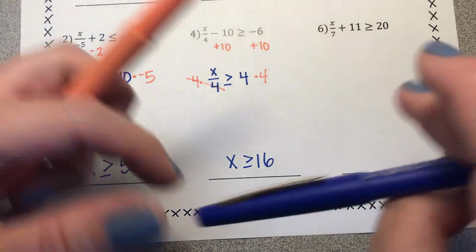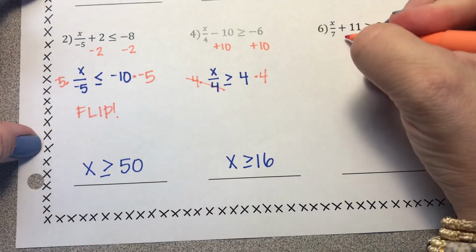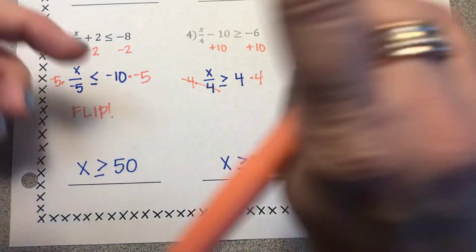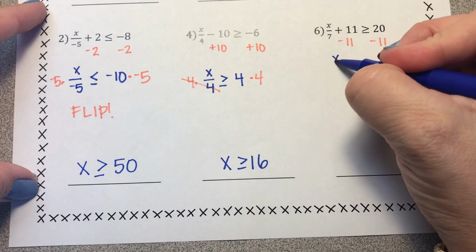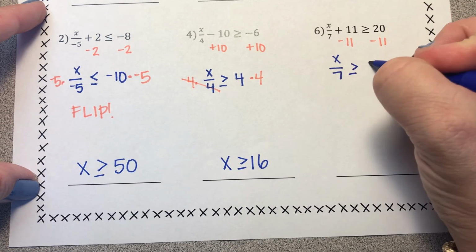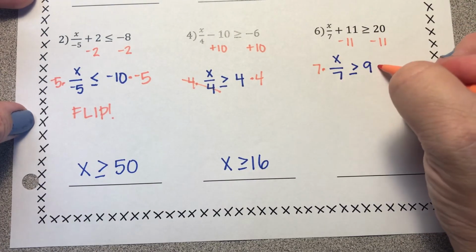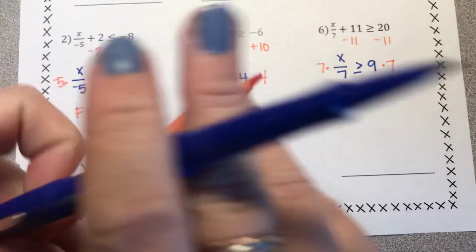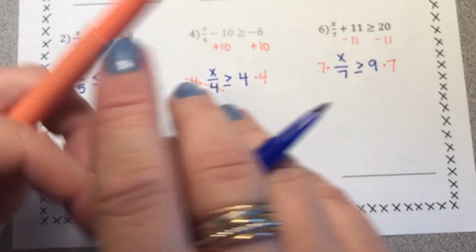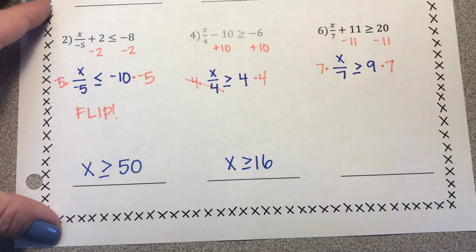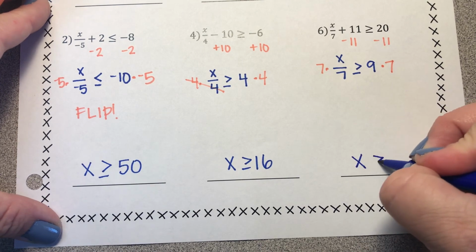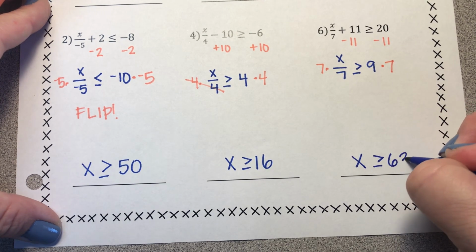And then number 6, what you should have done first is subtract 11. So that leaves me with x over 7 is greater than or equal to 9. Now we're going to multiply both sides by 7. And do I flip it? No, because I'm multiplying by positive 7. x is greater than or equal to 63.